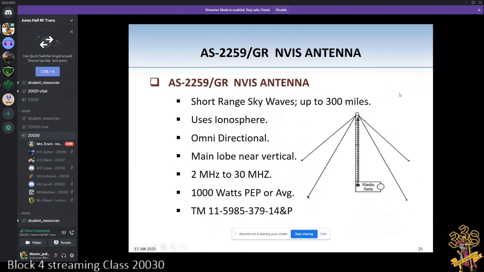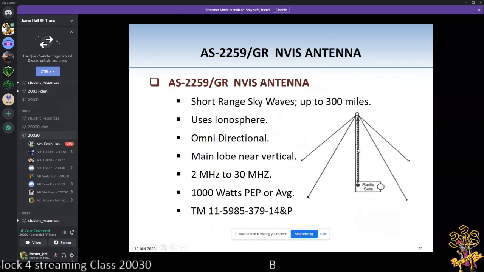Now, what goes up near vertical comes back at the same angle. Remember your law of reflection. Angle of reflection will equal your angle of incidence. So it's going to be for short wave or short range skywaves. It does operate in the HF band and actually extends down to 2 megahertz, so it operates from 2 to 30 megahertz. 1,000 watts, you do have a TO on it, so you can go in and look that up.